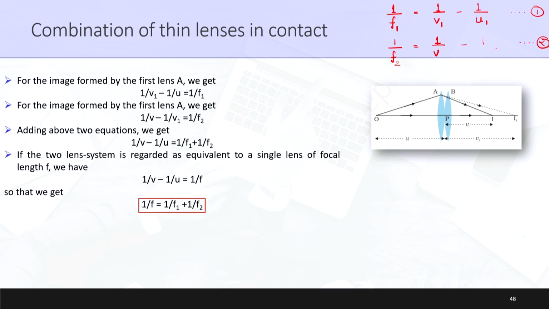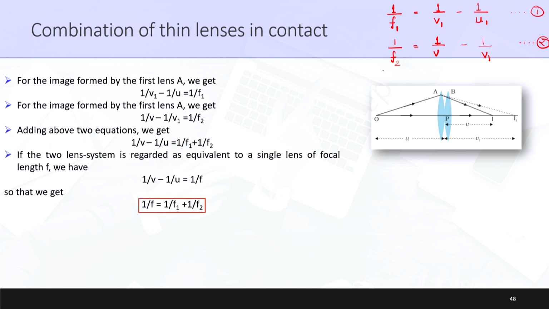Object distance here will be equal to 1 by v1, because this is the image, this is the object, that is, the virtual object for the image which was formed by lens A. Okay, fine. For the image formed by lens A we get, for the first equation, 1 by f1 is equal to 1 by v1 minus 1 by u1, and for the second equation, 1 by f2 is equal to 1 by v minus 1 by v1. Simple equations are there.